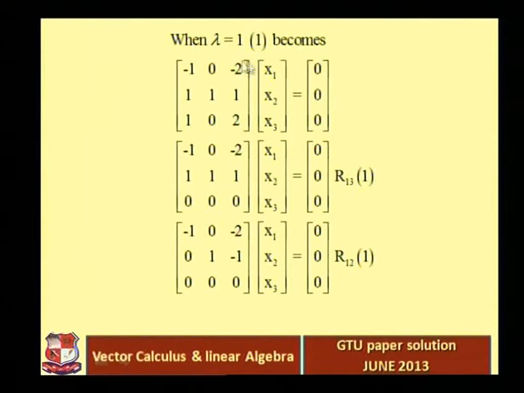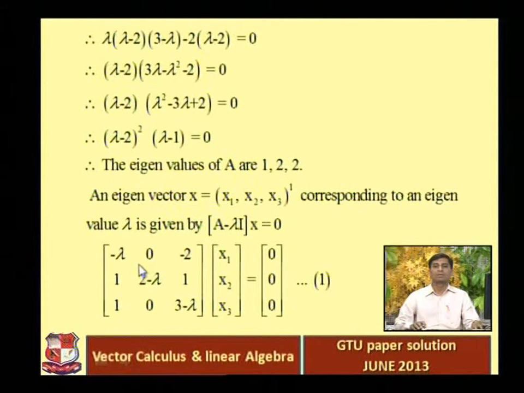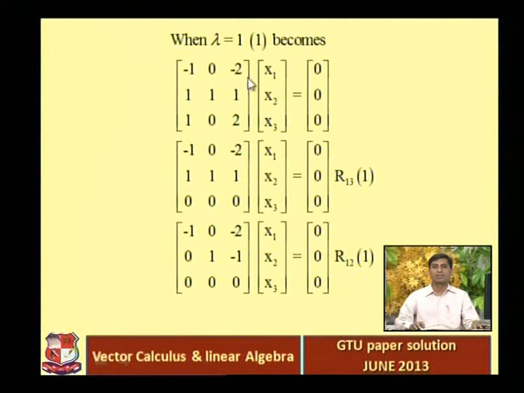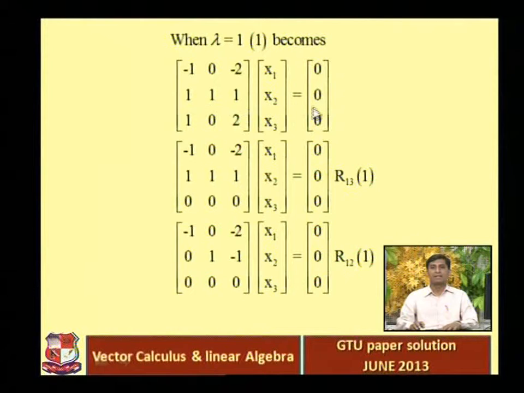So when lambda is equal to 1, this equation 1 becomes, you can see from this equation, minus 1 0 minus 2, 1 1 1, and 1 0 2. This is x1, x2, x3, that is equal to 0 0 0. So we put lambda equal to 1 in this equation 1, and we get this matrix. Now we have to convert this matrix into a row echelon form.